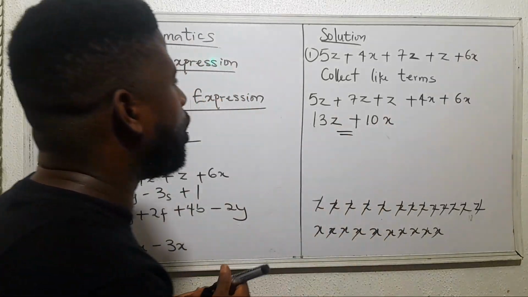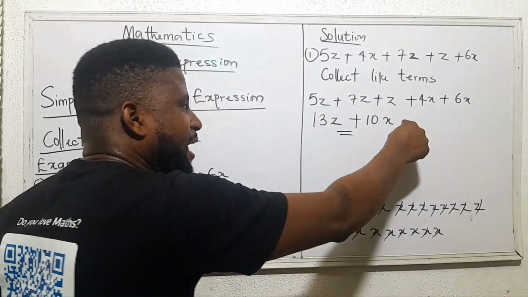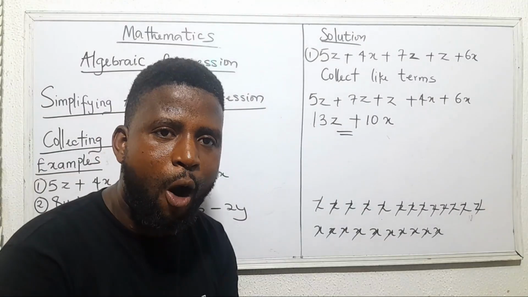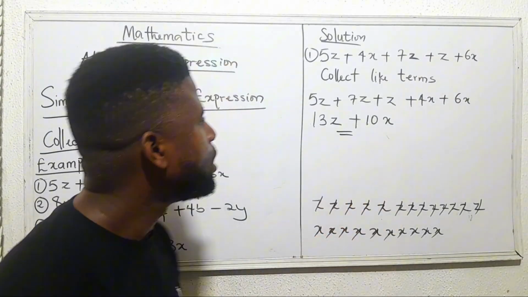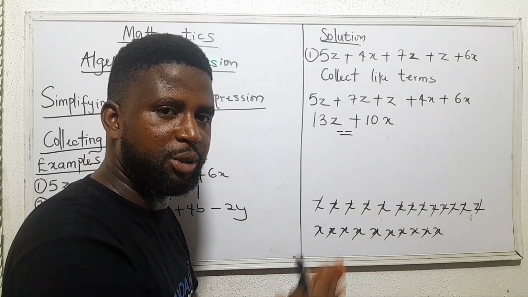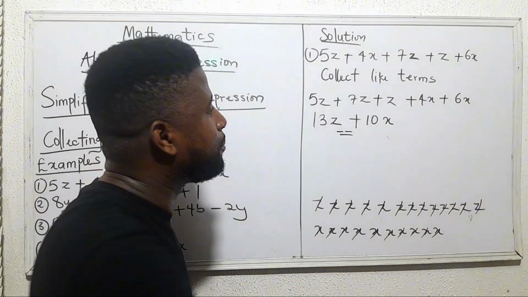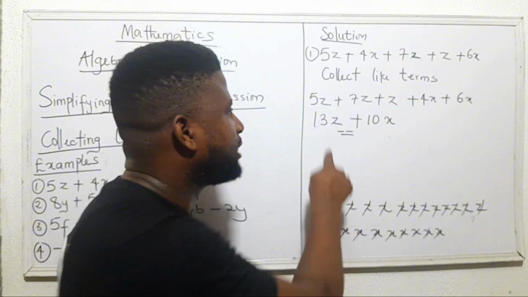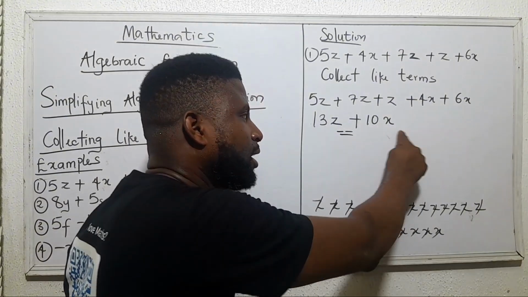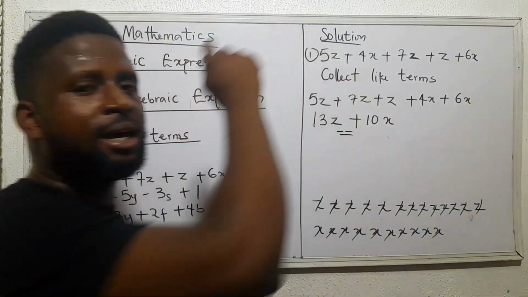Now, at this point, I have z and x. Both of them are unlike terms, so I cannot add them together. So this will be my result, because I have been able to simplify it to the simplest form, where I can no longer add or subtract them because they are unlike terms.